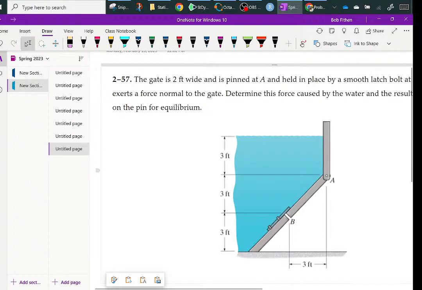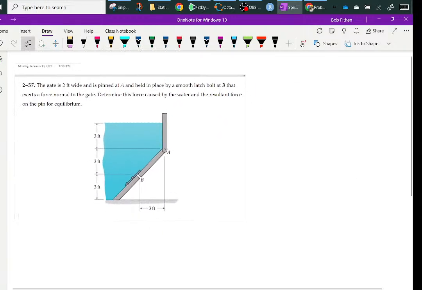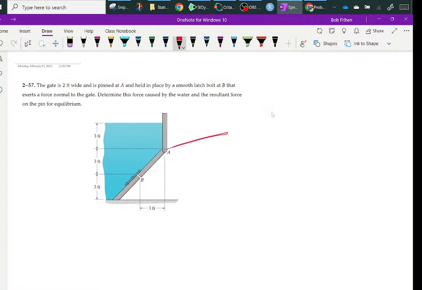So here he's got, reduce it again. It says the gate is 2 foot wide, pinned at A, so it's pinned right there. Held in place by a smooth latch. I'm guessing that that's the latch. At B, that exerts the normal force on the gate. So the gate's going to want to be opening like that. So somehow the latch is going to hold it. We're not going to worry about how it's going to do it.